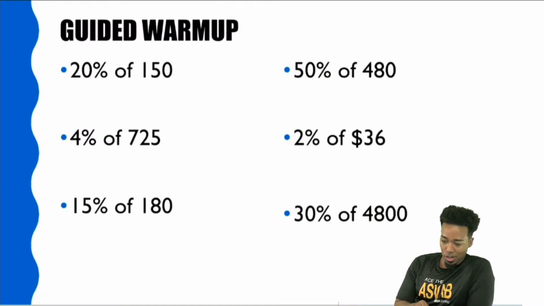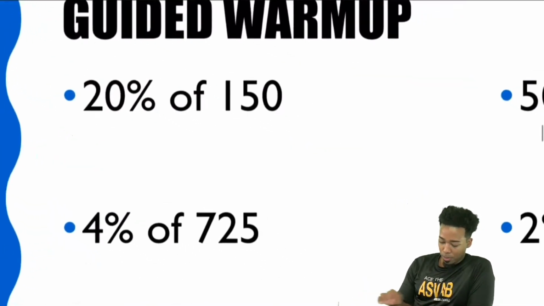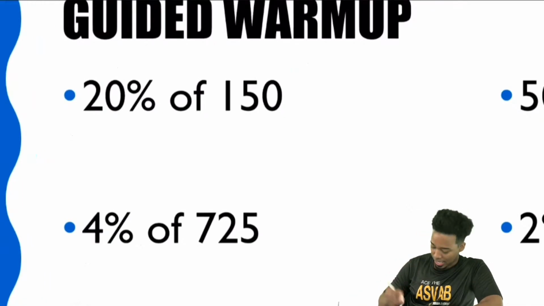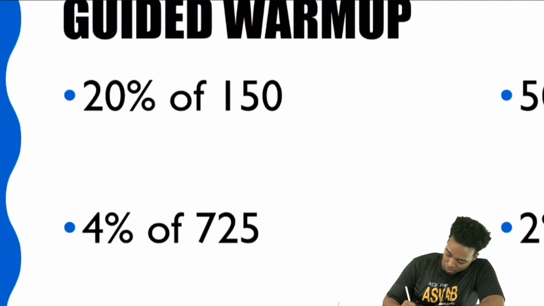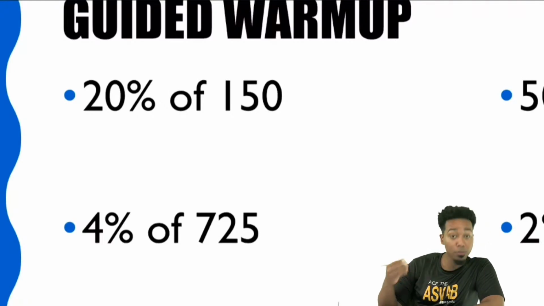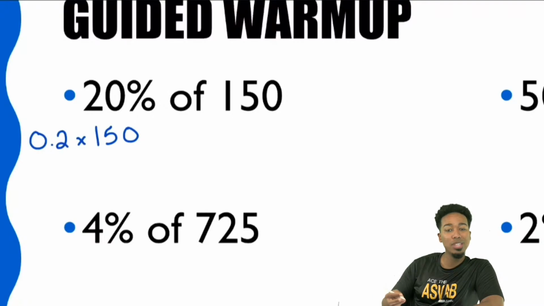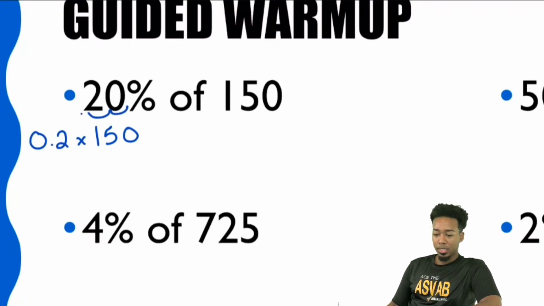Let's go ahead. Let's go. So everybody, 20% of 150. There are 2 ways to set this up. The first straightforward way is going to be 0.2 multiplied by 150. Because when you move the decimal place 2 times, 1, 2, you get 0.2. Did anybody do it that way? 0.2 times 150? Did anybody here do it that way?